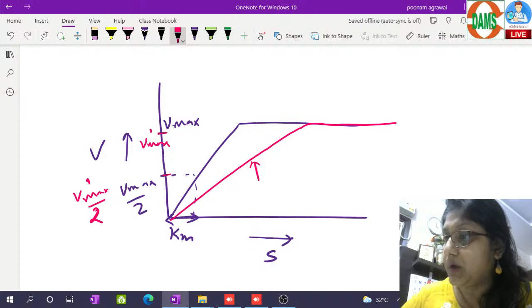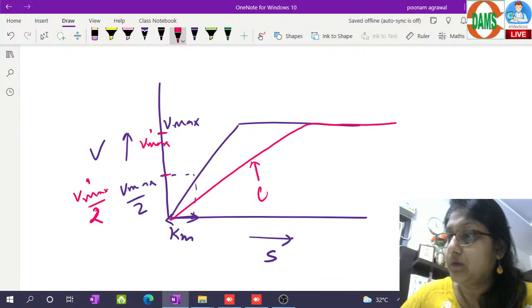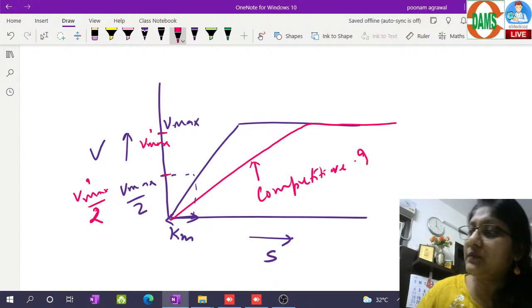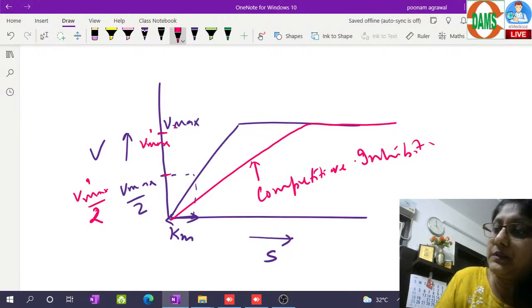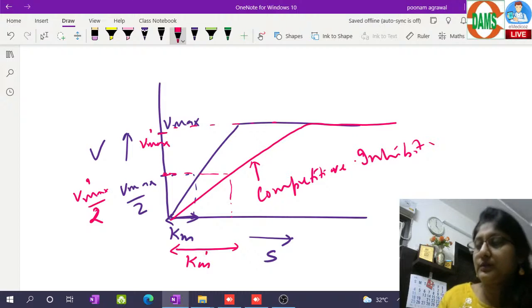This red color plot is seen when competitive inhibitors are present. How do we see that? Because in the presence of competitive inhibitors, the maximum velocity is going to be the same, and to get the half Vmax, a higher amount of substrate is required, which is represented by this much value in this plot.